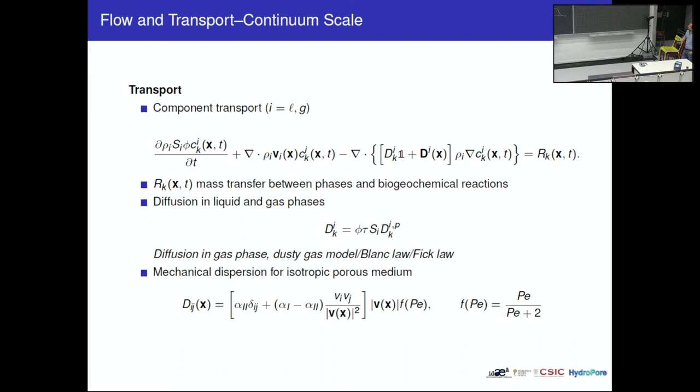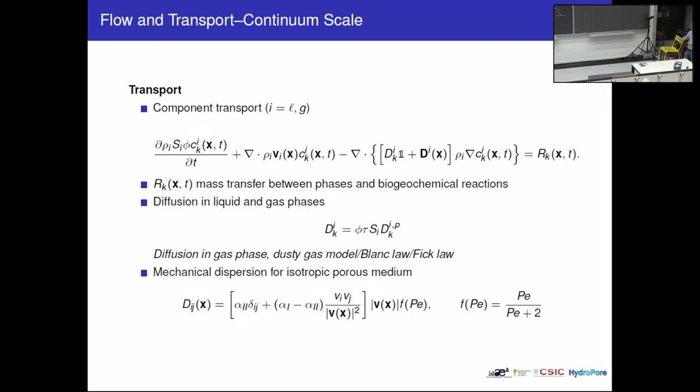And then component transport is described by a very similar equation as on the pore scale. But now we have this dispersion term. We have to introduce, of course, the accumulation term, which is now given by saturation, mass fraction, and density in the phase. So now we have the diffusion coefficients. I'm not talking too much about this, Rainer, I'm sorry. I'm focusing more on the stirring and the mixing.